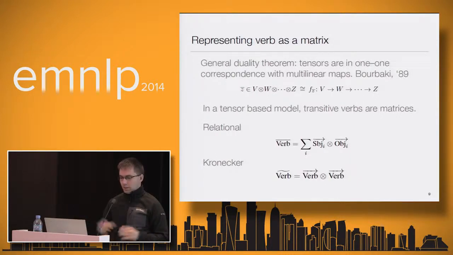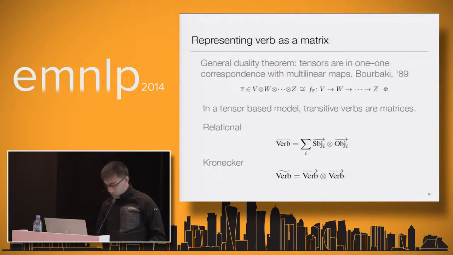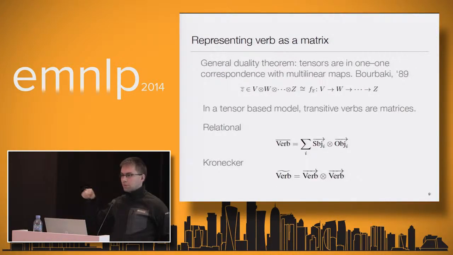The key point is, once we have this tensor for the verb, how do we actually obtain it? There are two ways to do it. The first one is relational. From a corpus, you retrieve all the verb, subject, object triples. You do a Kronecker multiplication of them, so you get a matrix, and then you sum them up. Another method is even simpler. You just take the multiplication of the verb vector with itself, and that gives you a matrix.